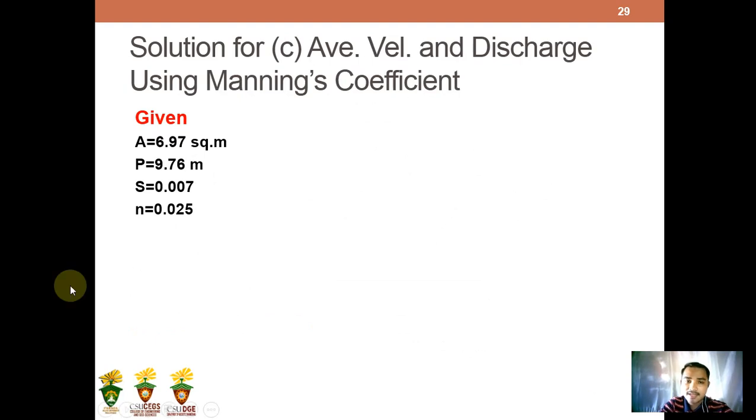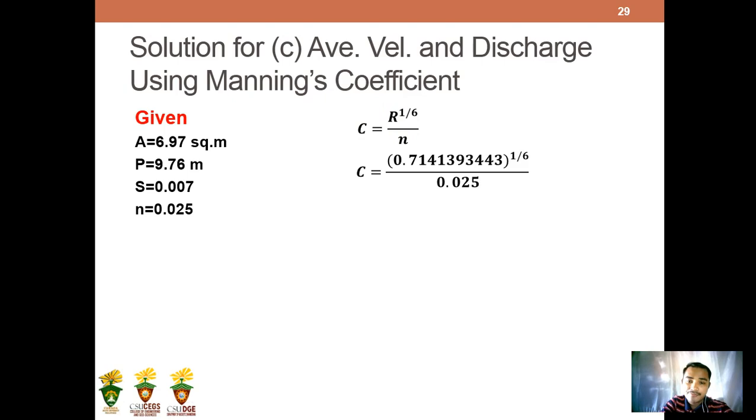And for letter C, again, we will find the average velocity and the corresponding discharge, using again the Manning's coefficient. So this is the formula for Manning's coefficient, C is equals to R raised to the power of 1 over 6 all over N. So we have the value for R, which is the wetted perimeter, to be 0.7141393443 raised to 1 over 6 all over 0.025.